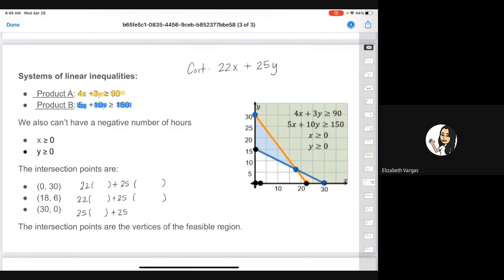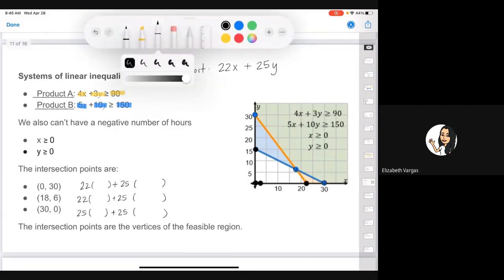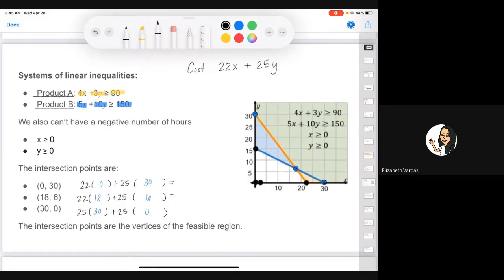Again, because I'm trying to find the minimum cost, or how long should I run these per hour to minimize the cost. Okay, and I'm going to get that from my vertices. So 0, 30, 18, 6, 30, 0. Plug that into my calculator. And I get 750, 546, and 660. Which one is the minimum cost, which is the least amount? This cost right here. And so that would represent my minimum.